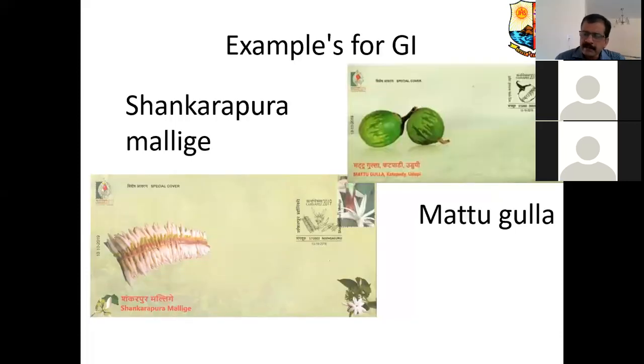So I have given the two examples of local products of this area. One is Shankarpura Mallige, the other one is Mattugulla. I also told you about the postage stamps. I have brought the postage stamps for your view. You can view this. See, this is the postage stamp of the Shankarpura Mallige.